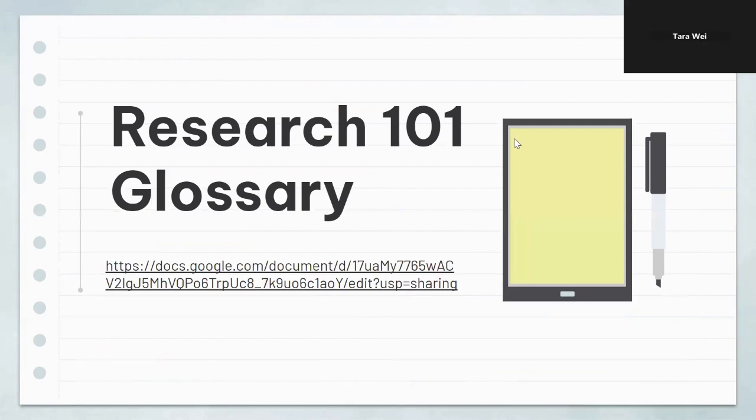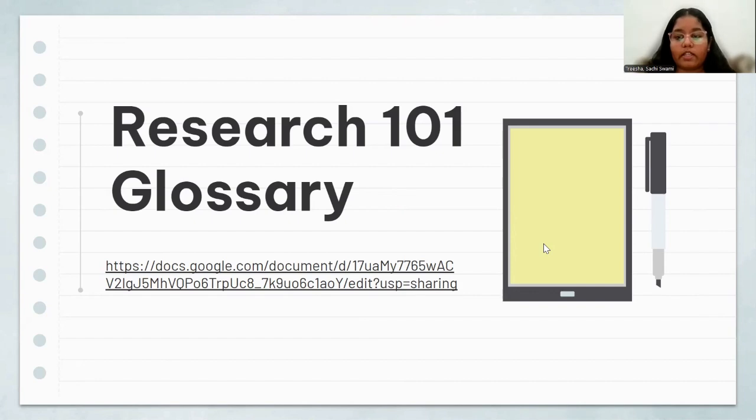Trisha and I have put together a Research 101 glossary. We have put together basic concepts and terms that are a part of research. For example, various research styles, what kind of process or concepts are used, some typical words that you should know about research, etc. And we'll make sure to share this in the chat section by the end of the workshop.